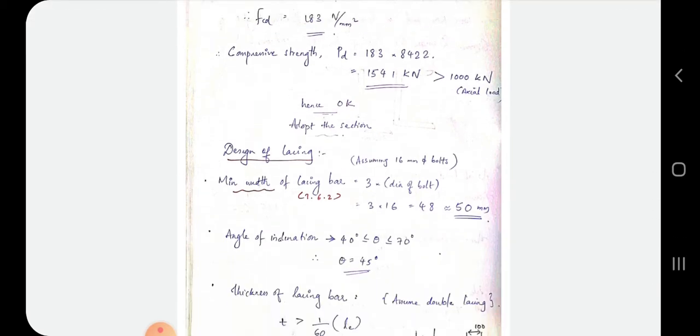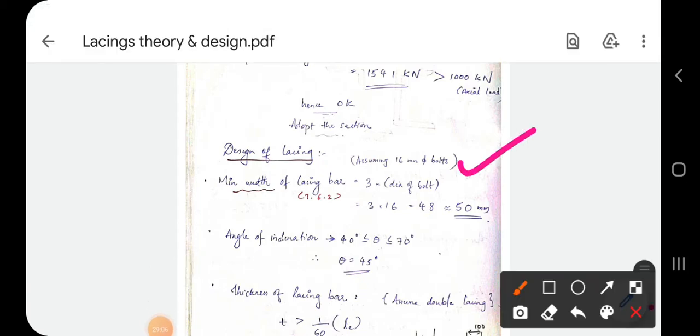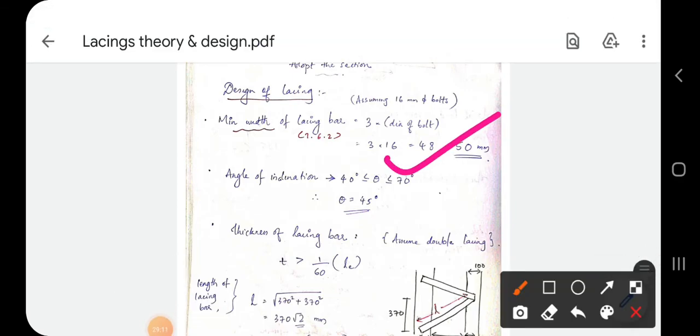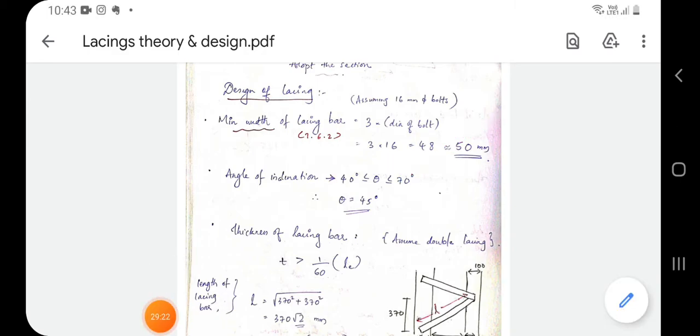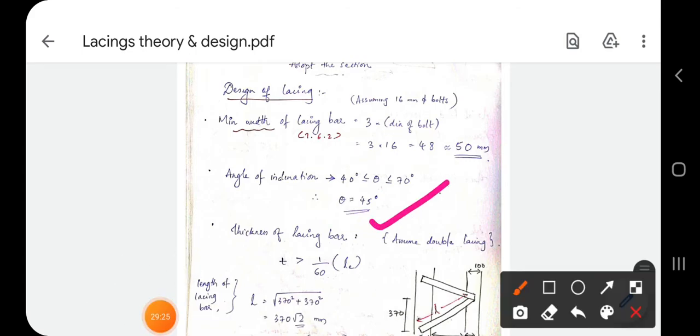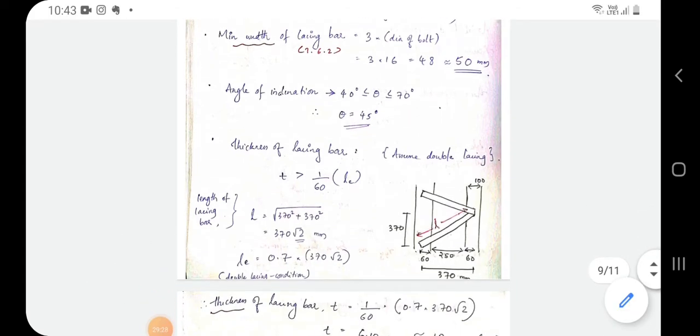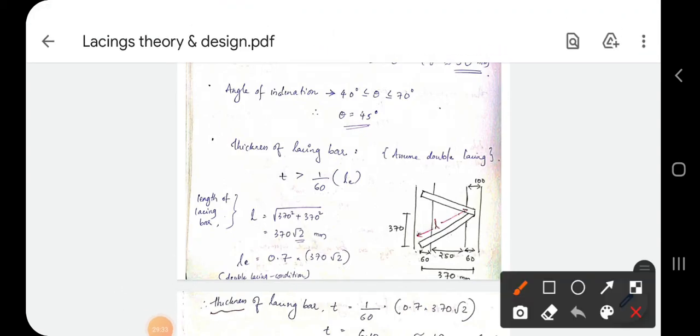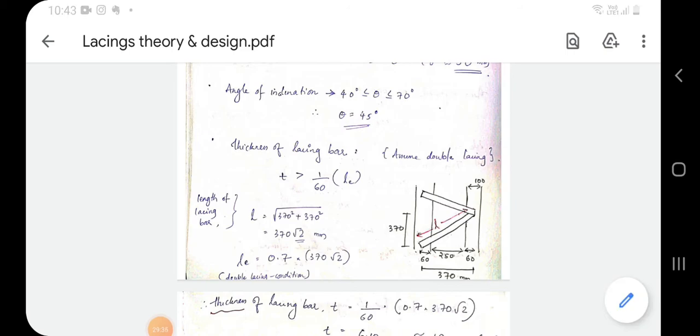Now we will design the lacings. Assuming 16 mm bolts, then minimum width of the lacing bar will be equal to 3 times the diameter of bolts, that is 48 mm, and it should be more than that. The minimum width is 48, so we can give more than that. The given width is 50 mm. Angle of inclination is 45 degrees. We can take in between 40 and 70, so the angle is taken as 45 degrees.